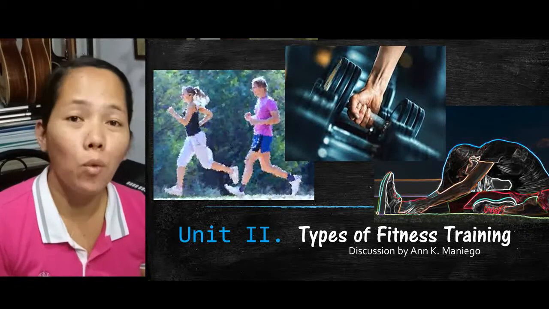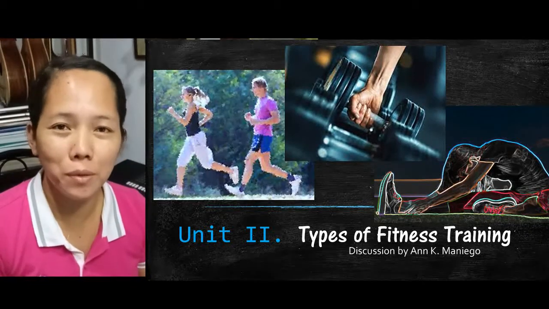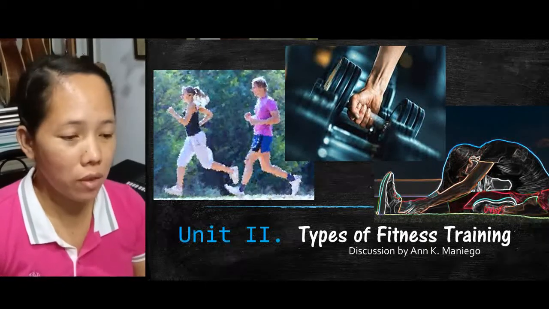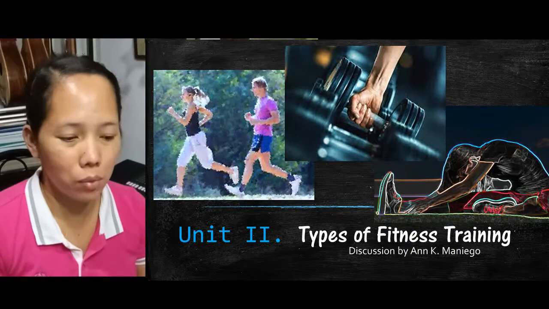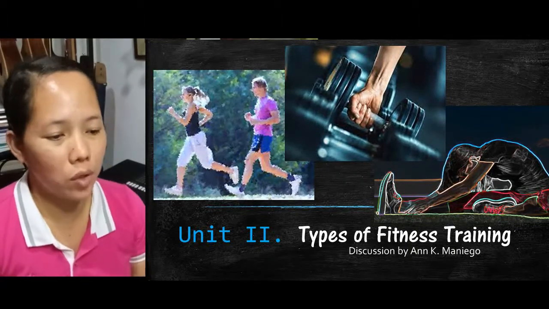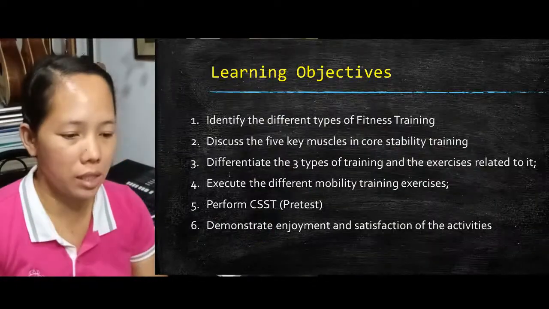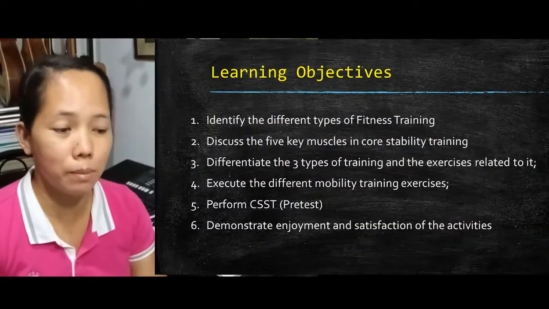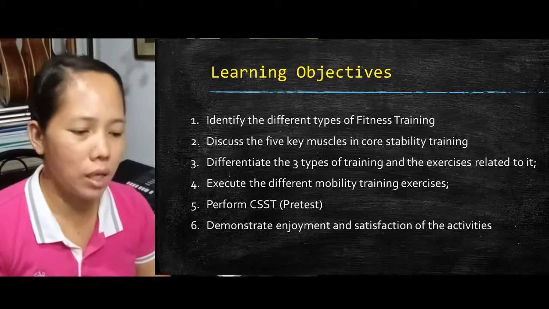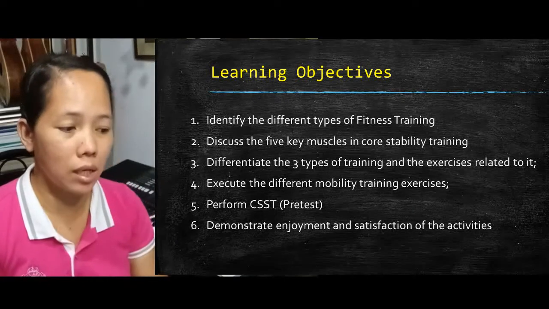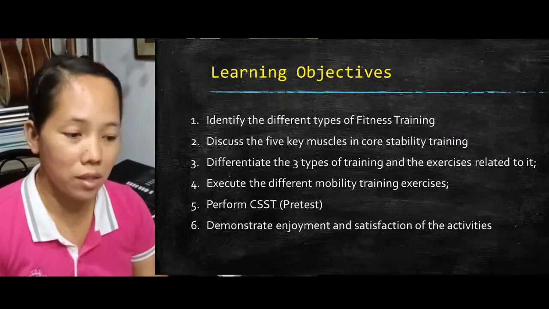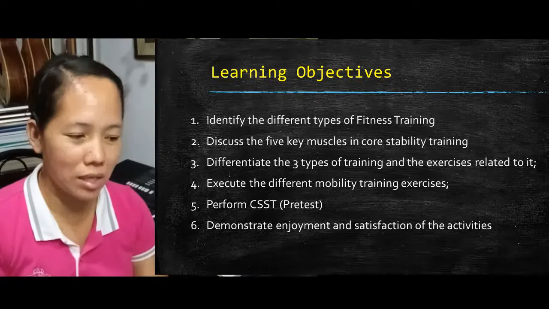Hello again. We are now at the topic Unit 2, Types of Fitness Training. For this unit, we have 6 learning objectives. One is to identify the different types of fitness training. Number 2, discuss the 5 key muscles in core stability training. Number 3, differentiate the 3 types of training and the exercises related to it. Number 4, execute the different mobility training exercises.